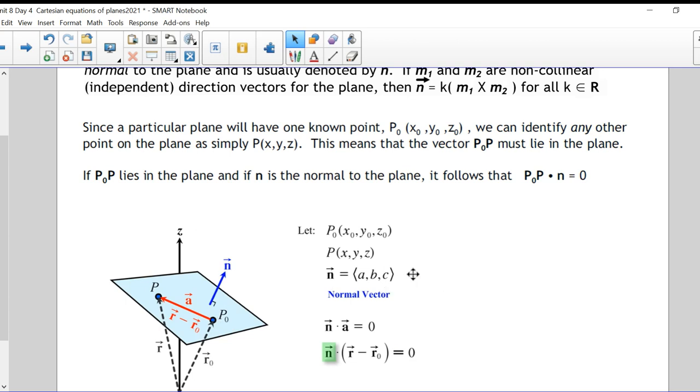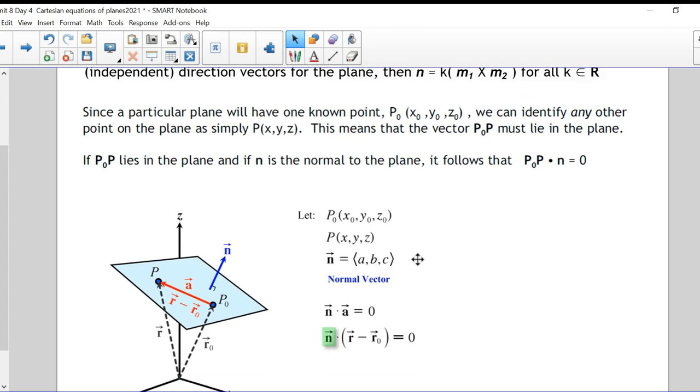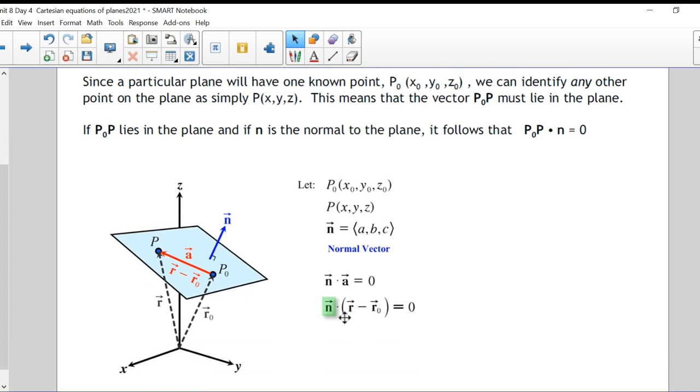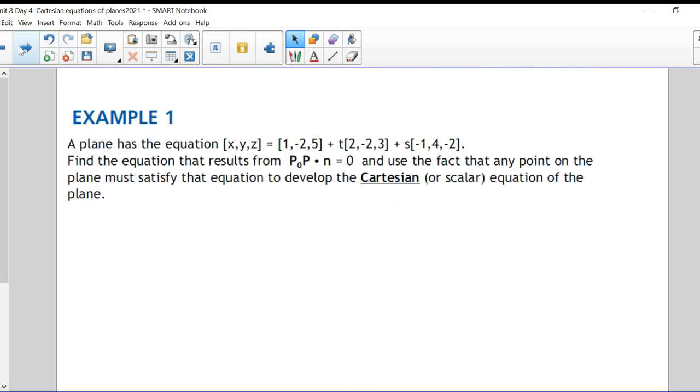Okay, so I know a lot of that might sound kind of far-fetched, but let me give you an example of what that means. So we're going to take this general rule, which is take any vector that's sitting on the plane and multiply it by that normal vector and set that equal to 0. So here's what I mean by that on the next page.